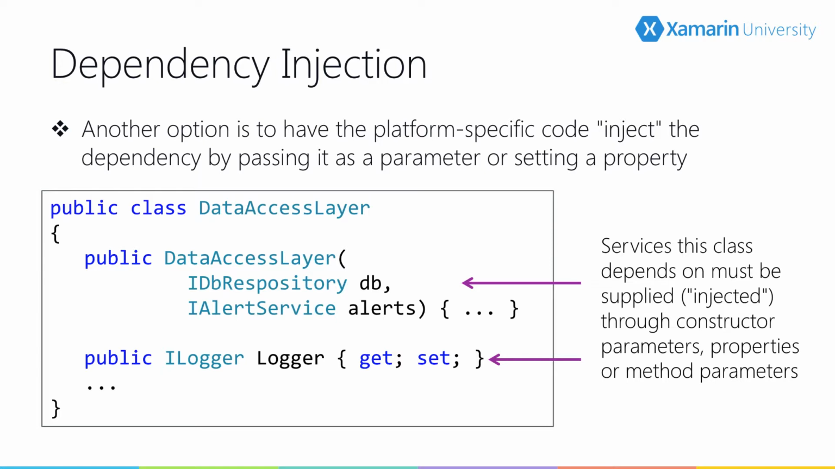In other words, to create our data access layer instance, we will have to pass these dependencies to the constructor or to this property. And passing these dependencies, that is what injecting dependencies means. Injection can happen through the constructor, through properties, or through specific methods.